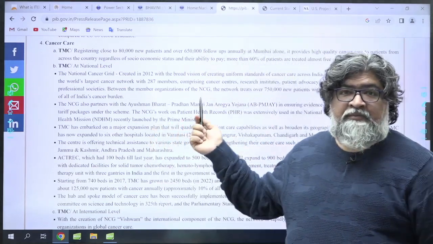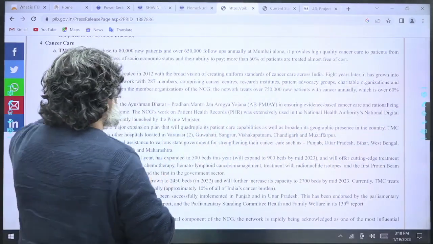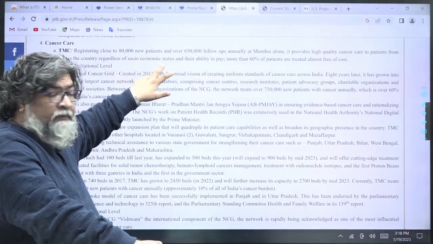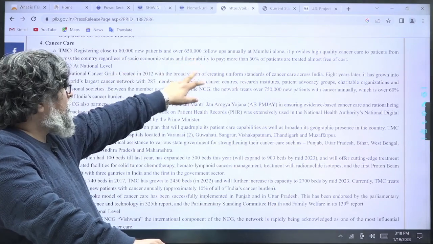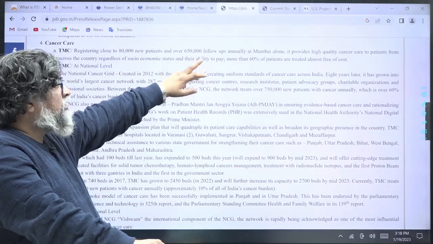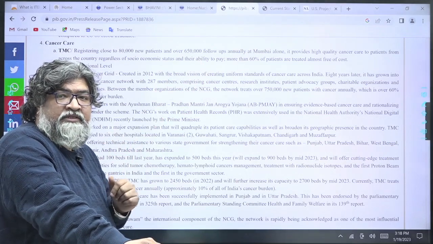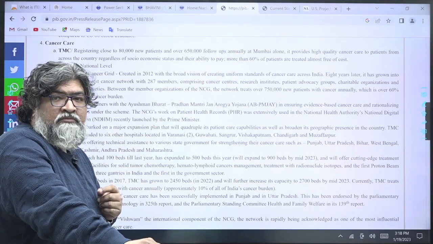This is what the PIB update talks about here. That cobalt 60 kind of thing there. We have 80,000 new patients. Now look at the number: 80,000 new patients diagnosed with cancer, 650,000 follow-ups annually. And what is said here? More than 60% of patients are treated almost free of cost. उनसे पैसे नहीं दिए जाते हैं या बहुत कम पैसे लेते हैं, है ना.